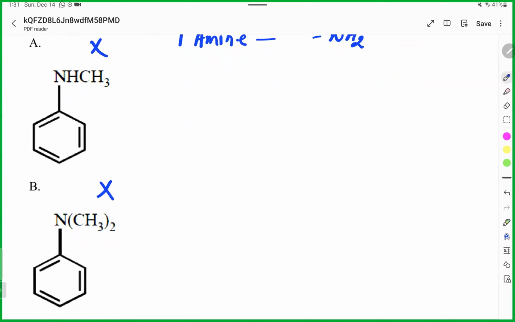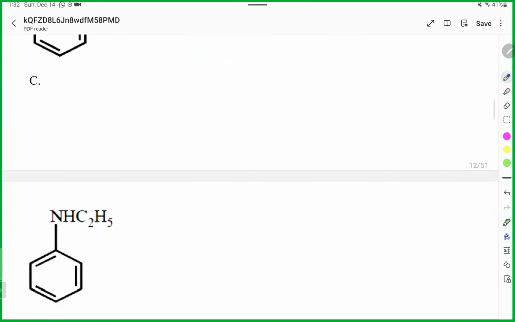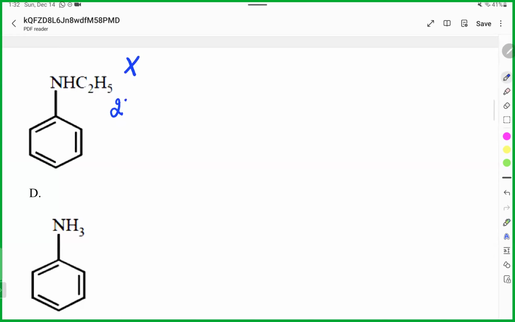No. Why? This is a tertiary amine. Only a primary amine gives it. Pratigya, will C give this test? No. Why, sir? Secondary amine. Tertiary will not give this reaction. The first statement is wrong. It should be 2, but it is primary. Make sense?